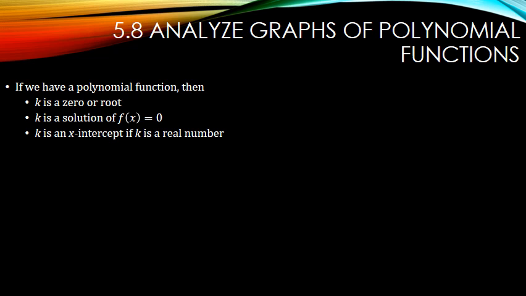We also know if we graph it, k would be an x-intercept, if it's a real number. If it's an imaginary number, of course, it's not on our graph, because our graph only graphs real numbers. And x minus k is a factor of our function.